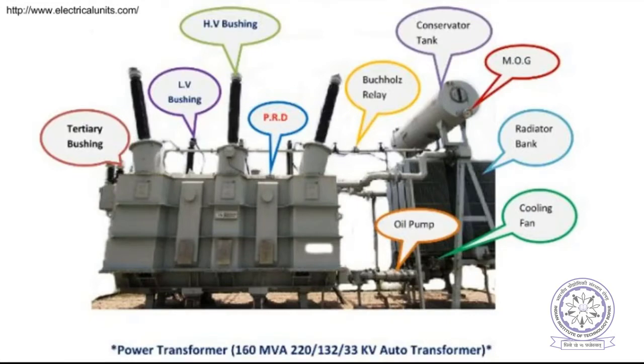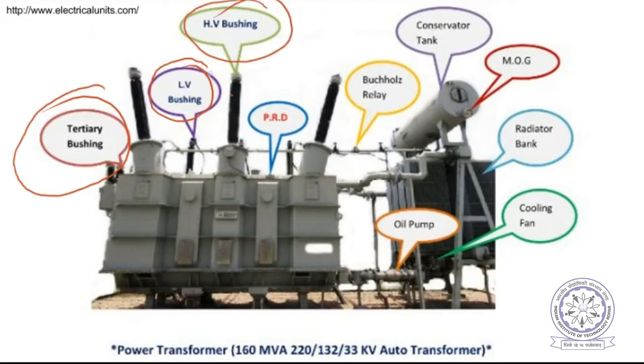Now you can see a power transformer of 160 megavolt ampere, a 220 by 132 and 33 kV transformer. Here this is the tertiary bushing, meaning 33 kV. Then this is the low voltage bushing, which is 132 kV. And then there is the HV bushing also. These three are the three phases, 1, 2, 3. This is the high voltage bushing.